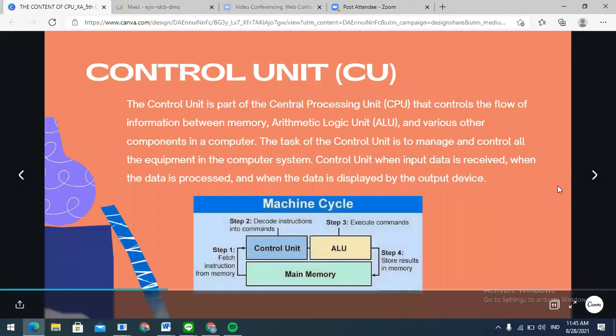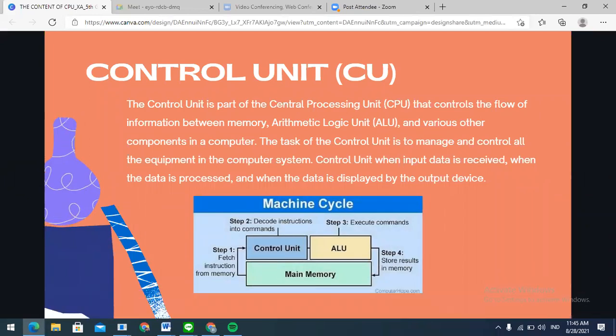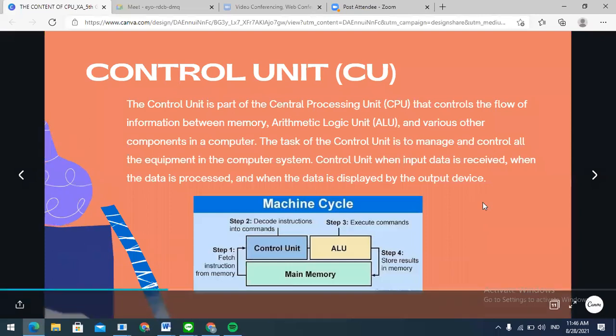Okay, the first is Control Unit or CU. Control Unit is part of the Central Processing Unit or CPU that controls the flow of information between memory, the arithmetic logic unit or ALU, and various other components in a computer. The task of the control unit is to manage and control all the equipment in the computer system. It controls when input data is received, when the data is processed, and when the data is displayed by the output device. So this is the picture of the machine cycle of the control unit and how it works.